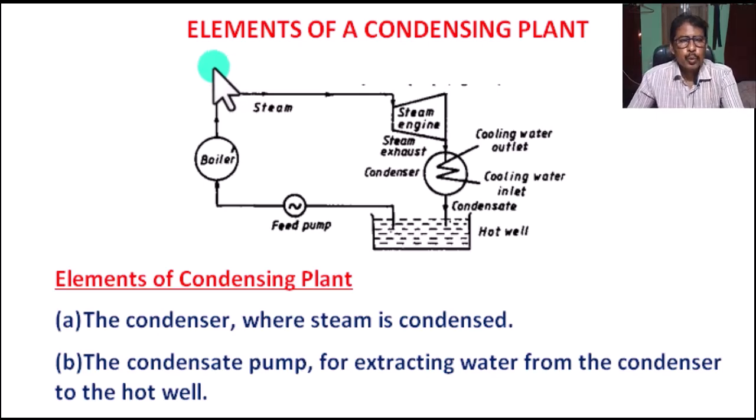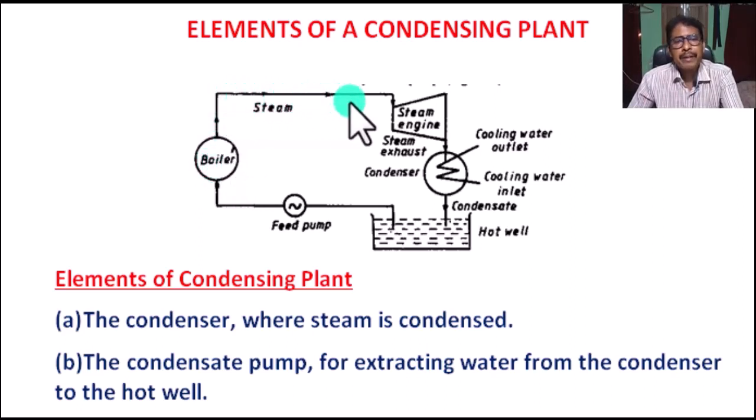Student, today we are going to learn elements of a condensing plant. This is the block diagram of a steam power plant. This is the boiler. Here water converts to superheated steam.